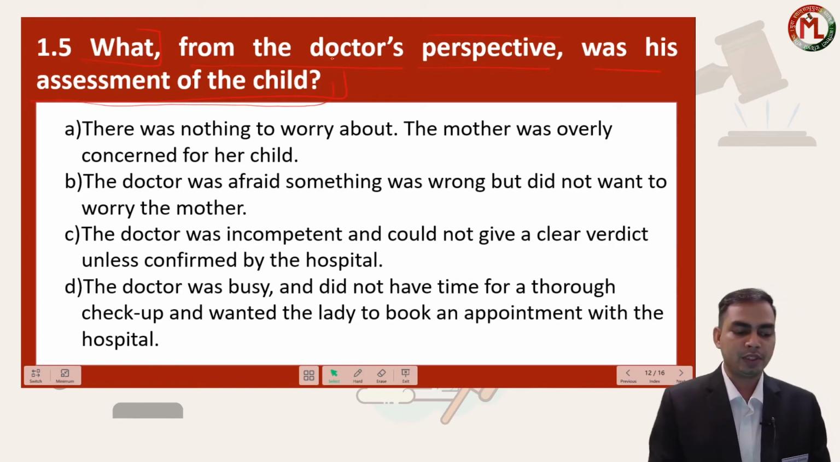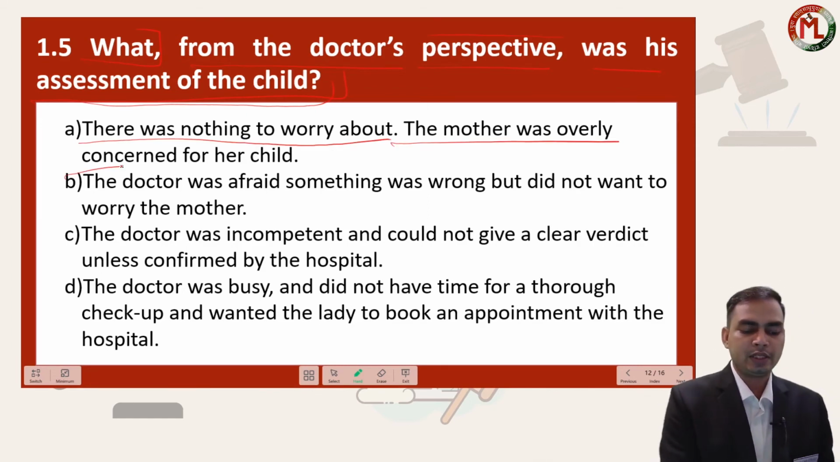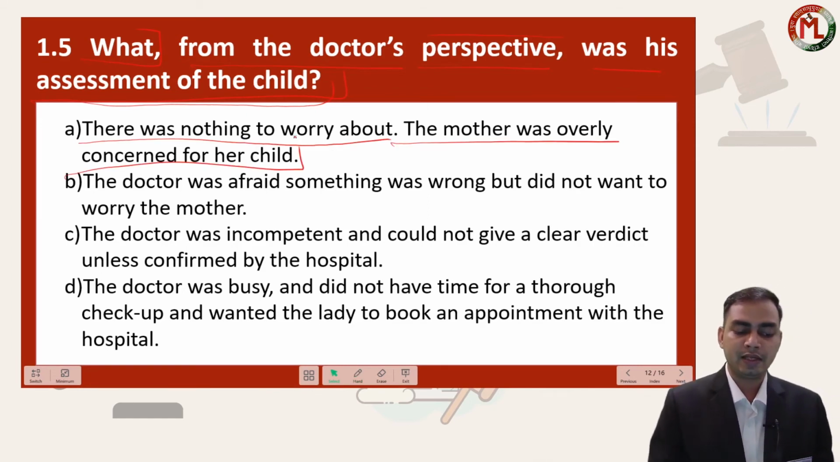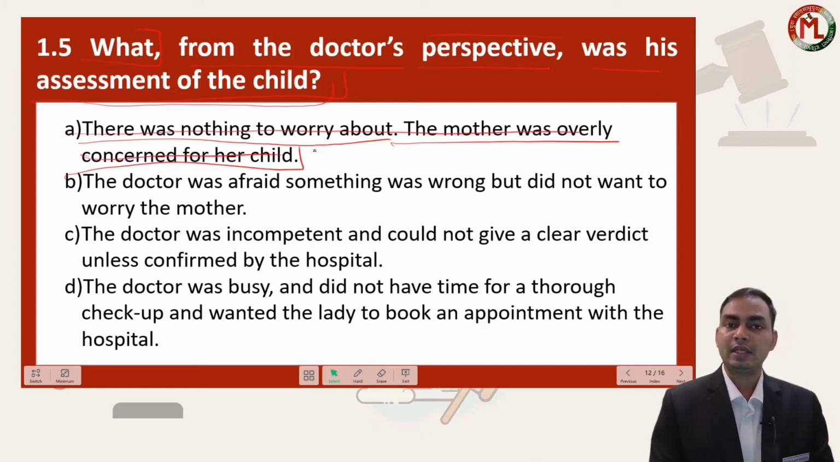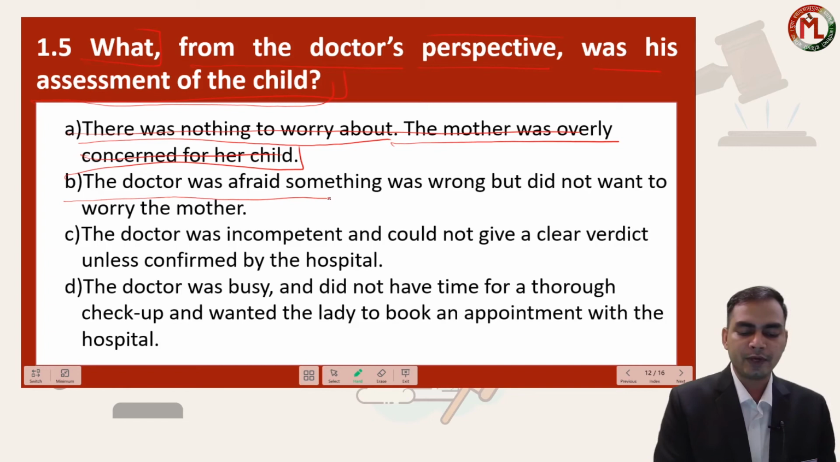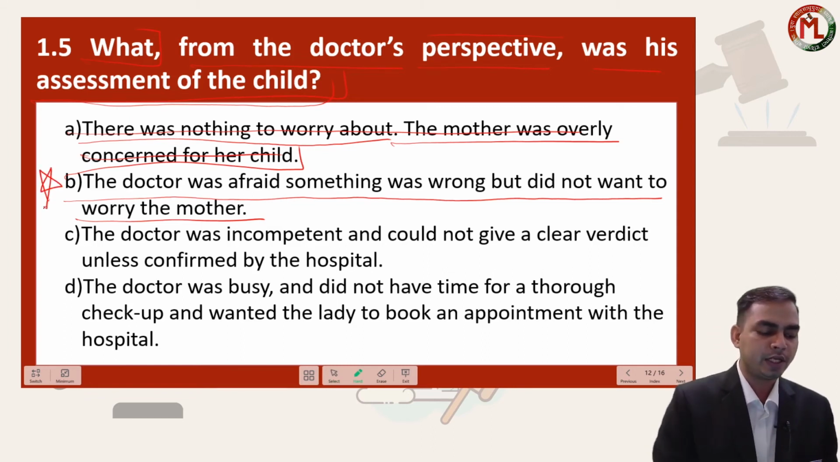So let us see what was the assessment. There was nothing to worry about. The mother was overtly concerned of the child. Okay, that is the incorrect option because the doctor was concerned a bit. The doctor was afraid something was wrong but did not want to worry the mother. So option B suits best, but we cannot leave other options without reading. Okay, so we can put this into consideration.